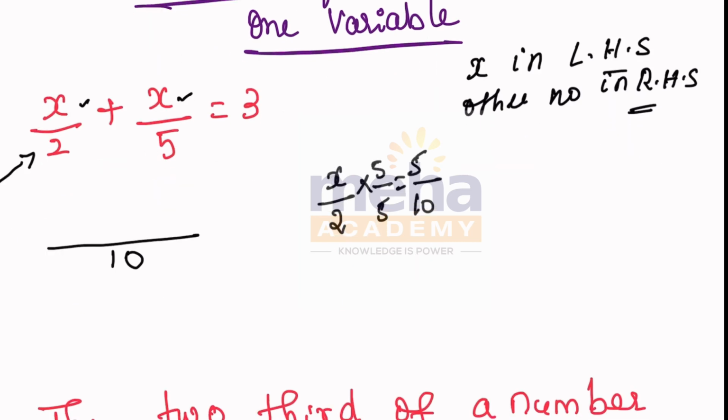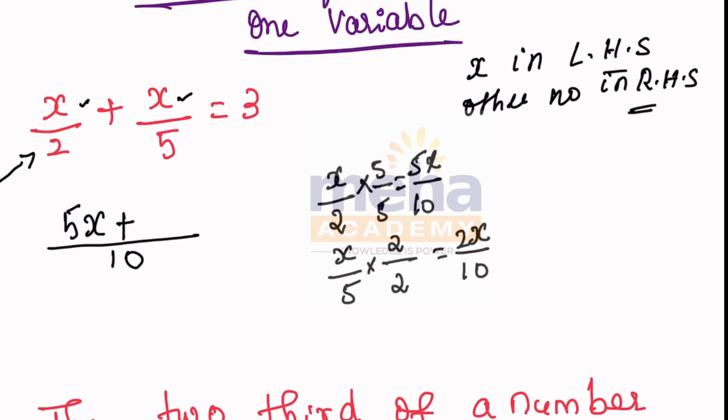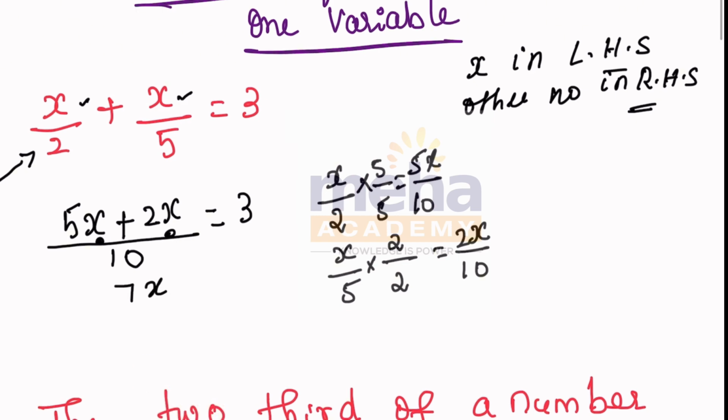So it would become 5x over 10. So in the numerator I write 5x. The next expression, it's 5 in the denominator. So I have to make it as 10. So in the numerator and the denominator I multiply with 2. So the expression becomes 2x over 10. So 5x plus 2x over 10 is equal to 3. Here they are like terms with the same variable. So I add 5 plus 2 is 7. 7x over 10 is equal to 3.